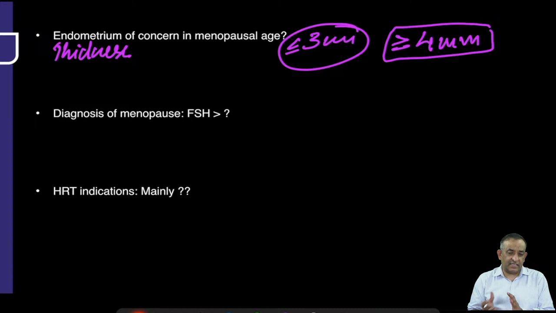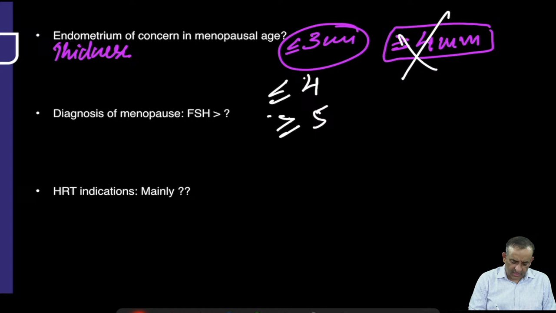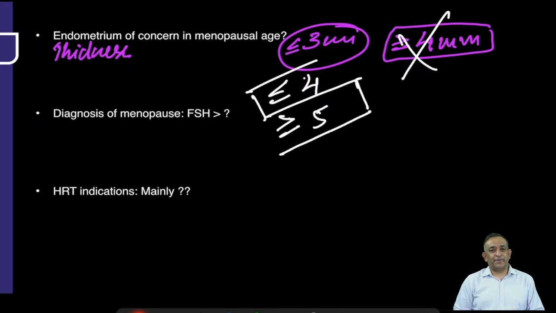Let me just refine this information a little bit more. I'll strike off this and say less than or equal to 4 and more than or equal to 5, so that there's no confusion. Just now, Jiten was saying that there are so many controversies, so let's make it clear for you. Less than or equal to 4 is fine. Just take the 3 out, because a lot of us have our own practical methods of working. So less than or equal to 4 is fine and more than or equal to 5 is bad.